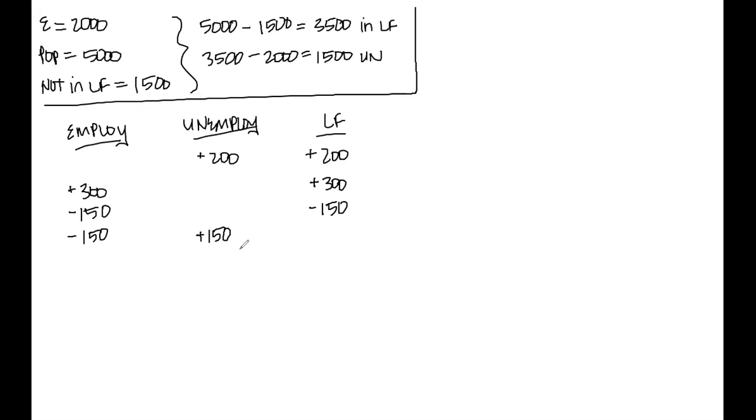Number 5, unemployed to not in the labor force. So 600 people are leaving unemployed, and those 600 people are also leaving the labor force. And then unemployed to employed, 600. So another 600 people are leaving the unemployed, but now they're going to employed.